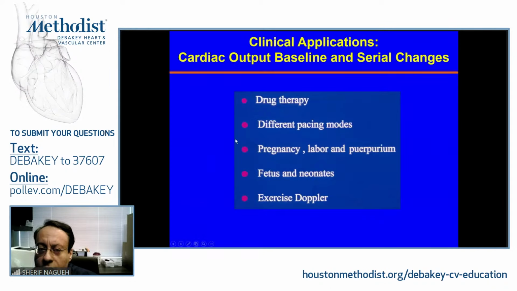Doppler echocardiography was successfully used to look at changes in stroke volume and cardiac output in different situations. For example, drug therapy in patients with heart failure reduced ejection fraction and what happens to their cardiac output when you give them a positive inotropic drug. What's the effect of different pacing modes, different pacing intervals on the stroke volume and cardiac output, and how to adjust these so you get the maximum stroke volume for a given patient.